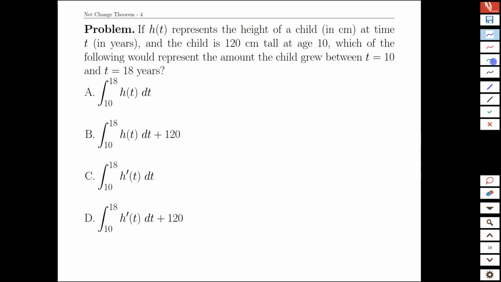All right, so here we're starting at the other end. We want the net change between time 18 and time 10. So we want h of 18 minus h of 10.